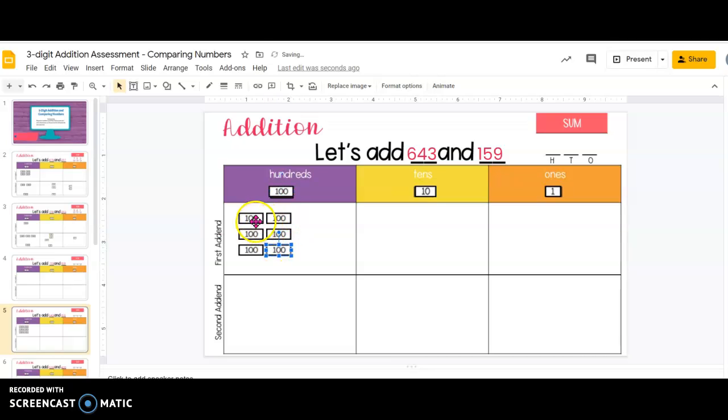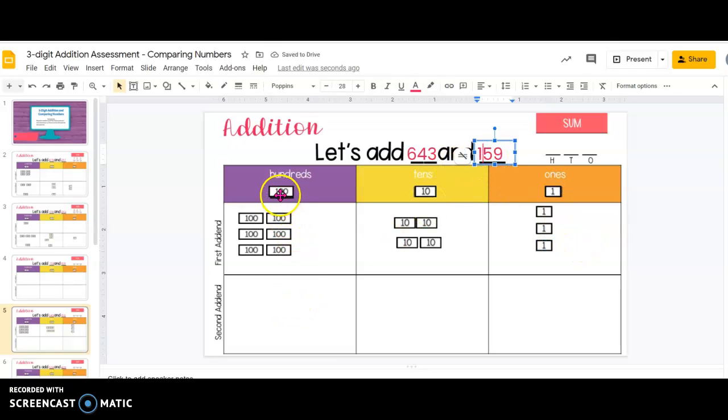So I have 600. Look, 1, 2, 3, 4, 5, 6. Then I have 4 tens. So 1, 2, 3, 4. And then I have 3 ones. 1, 2, 3. Nice and neat. And then my second add-in is 159.